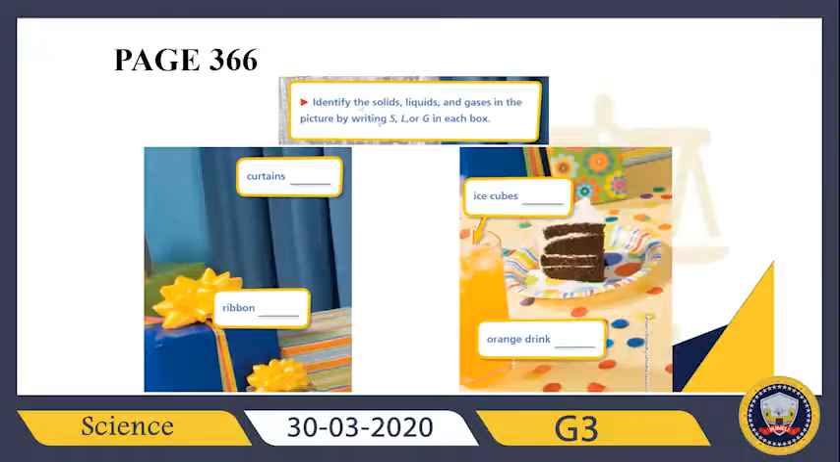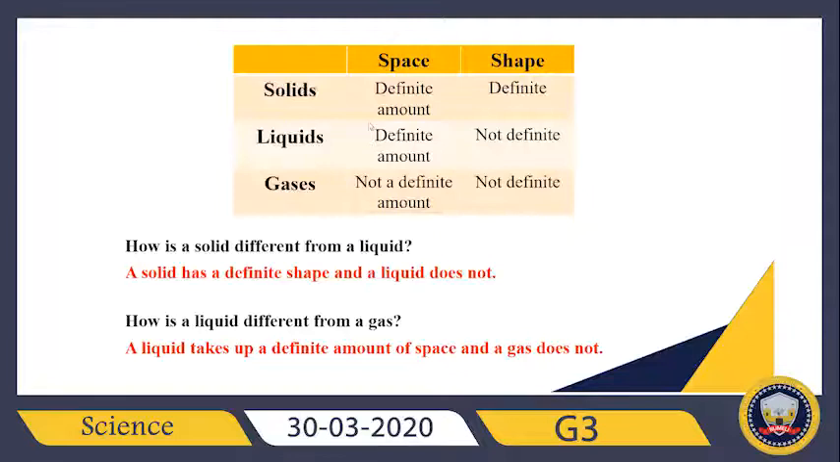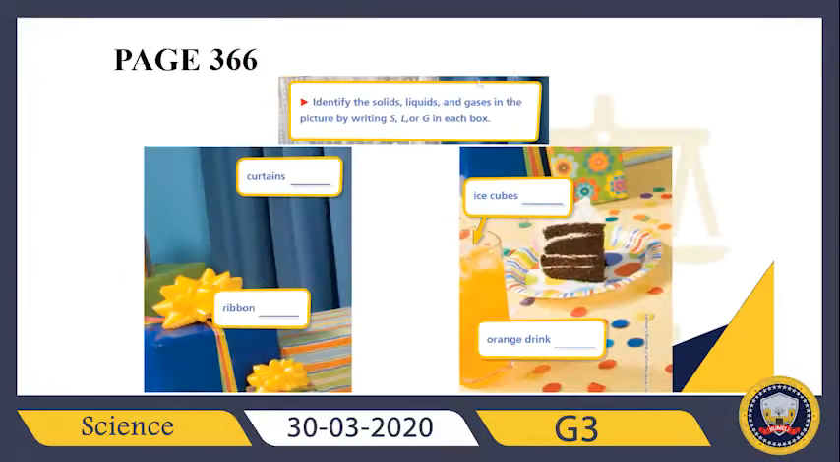Let's continue. It says identify the solids, liquids, and gas in the picture by writing S, L, or G in each box. For solid, we will write S. For liquids, we will write L. And for gas, we will write G. So, what about curtains? First of all, let's check my table. Solid should have a definite amount of space and definite shape. When you check curtains, they have volume and they have shape. So it means curtains are solid.